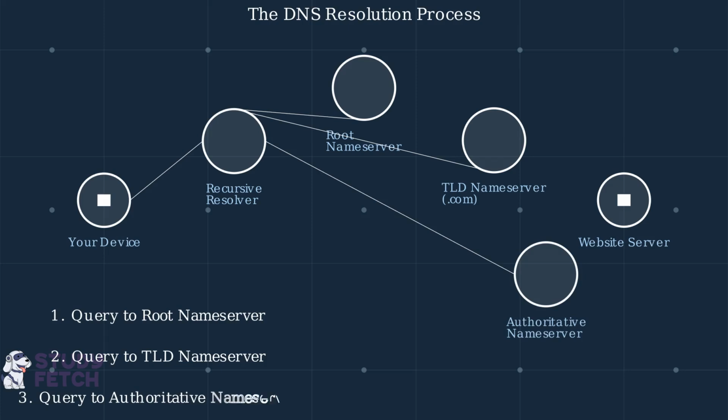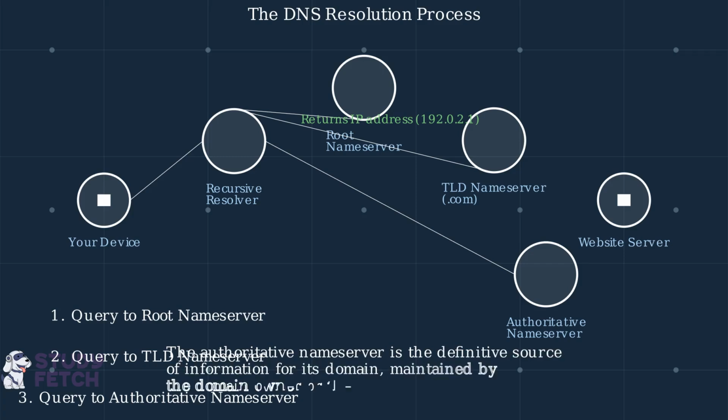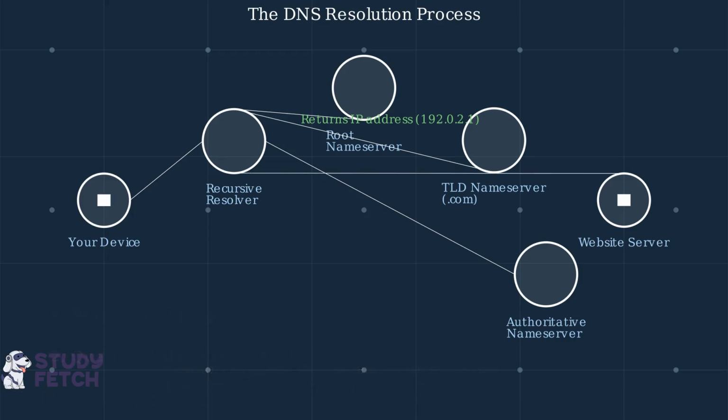Next, the resolver queries the top-level domain server, which provides the address of the authoritative name server for the specific domain. The authoritative name server is the definitive source of information for its domain, maintained by the domain owner or their hosting provider. Finally, the resolver returns the IP address to your device, allowing you to connect to the website.